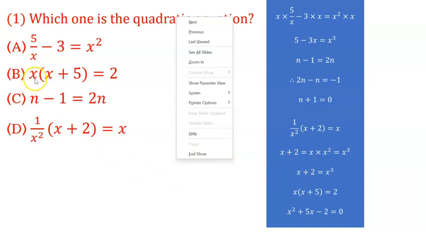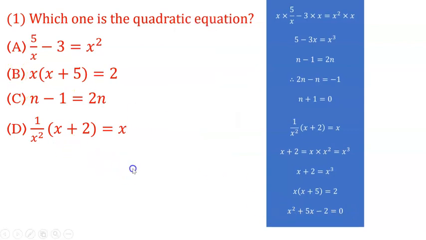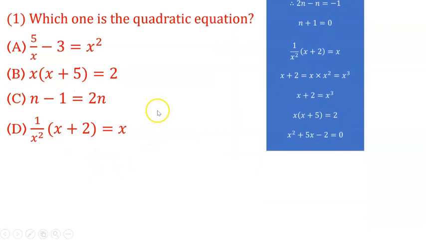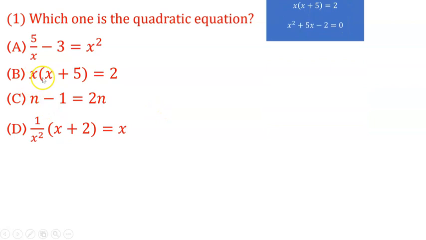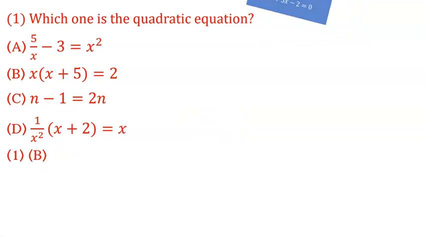And finally, x into x plus 5 is equals to 2. If you multiply this x to x plus 5, then you will get here x square plus 5x minus 2. This is in the form ax square plus bx plus c, and hence option B is correct here. Okay, म्हणून the quadratic equation is x into in bracket x plus 5 is equals to 2. Hence option B is correct here. Okay, now next question.